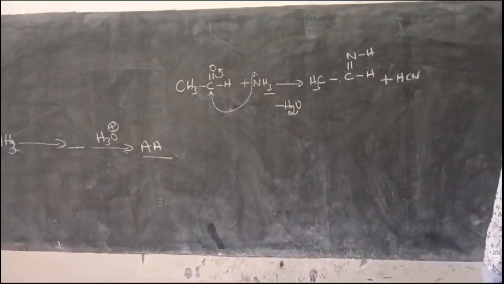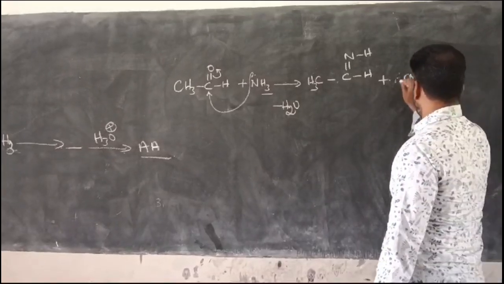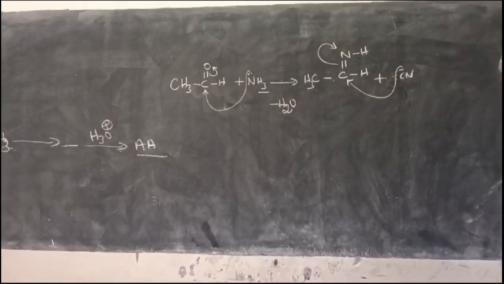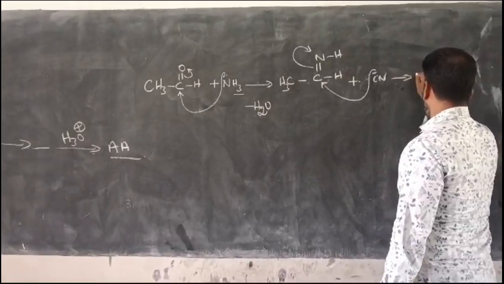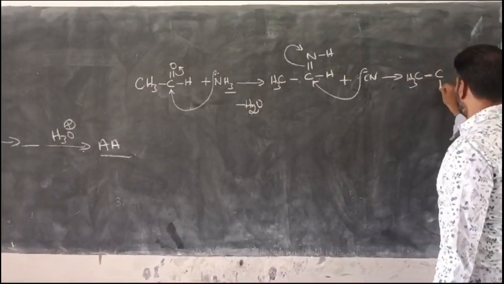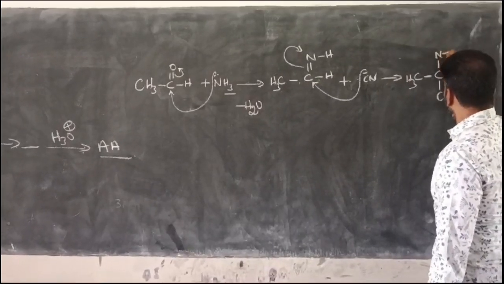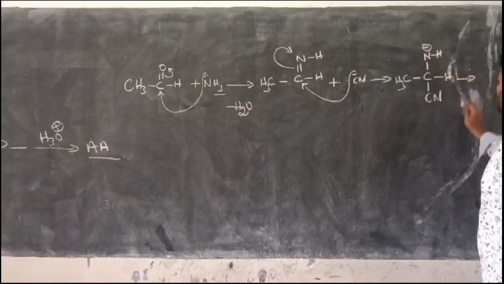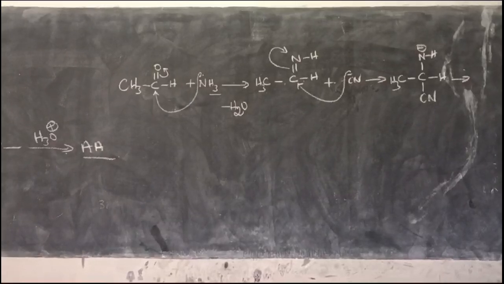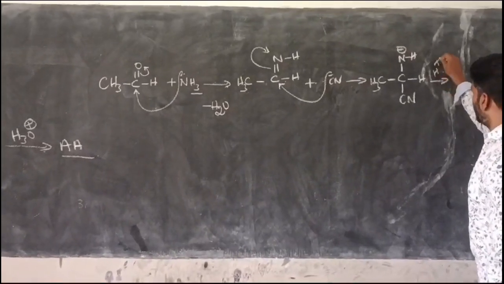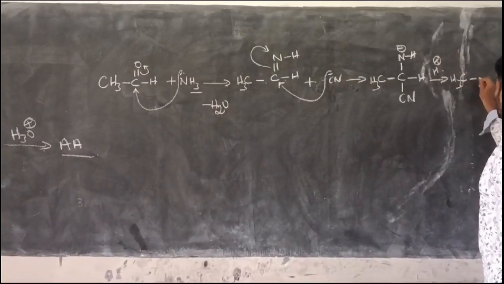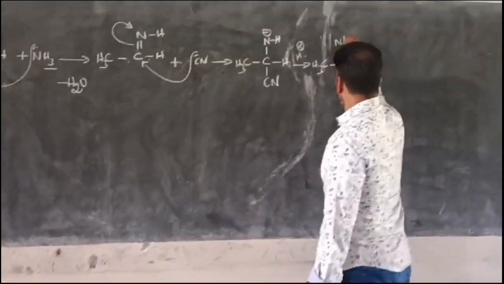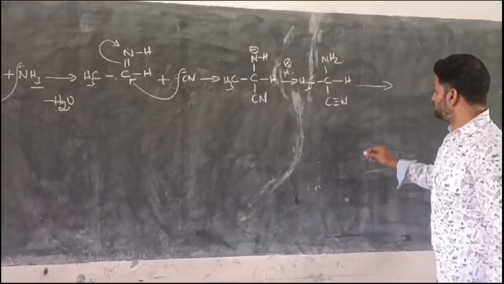HCN will dissociate to produce H plus ion and CN minus ion. The CN minus attacks the carbon atom, so the pi electrons shift over the nitrogen atom. So what will happen is we will have CH3, C, CN, NH minus. This NH minus will get protonated and converted into NH2, as it abstracts an H plus ion. So CH3, C, CN, NH2. This, on hydrolysis, right?